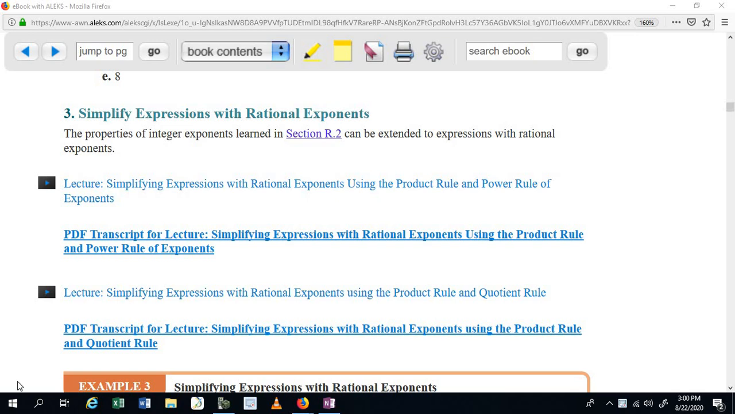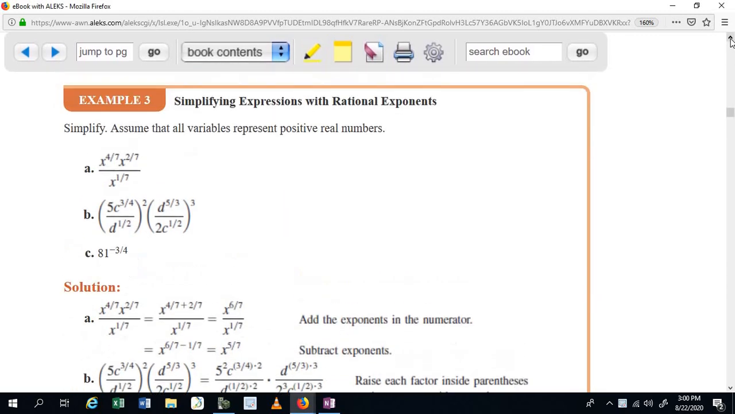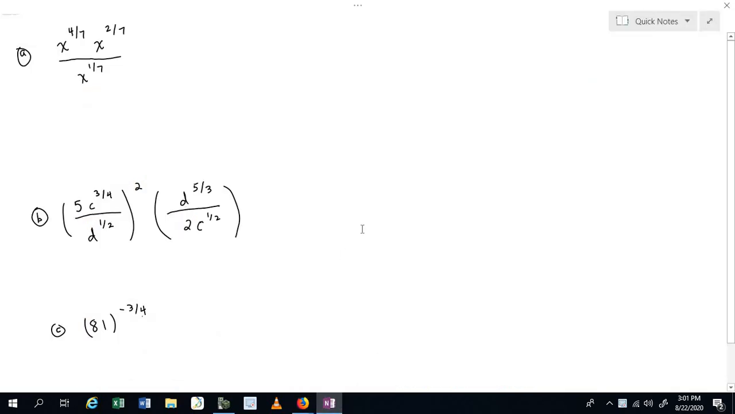Hello again. In this video, we're going to go over section R3, objective 3, which is about simplifying expressions with rational exponents. Okay, so I'm just going to look at this third example. In this example, we're supposed to simplify, and we assume that all variables represent positive real numbers. Okay, so let me show you how to work these out.